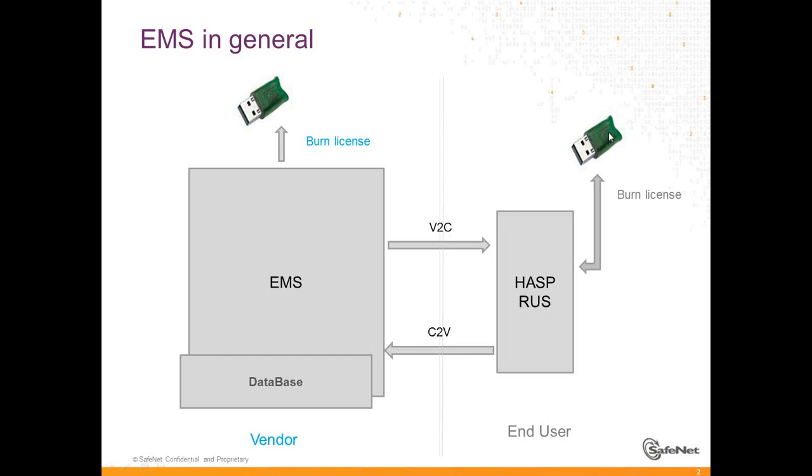Also, I can check the information on this key. I can ask the end user, please provide me your C2V file. So this tool, Haspras, will also be able to take the information from the end user key and create a C2V file, also encrypted, and provide it to me as a vendor. And then in the EMS, I will be able to see the details, what's going on exactly on this key. So I have full control of what's going on there and can see everything that is there.